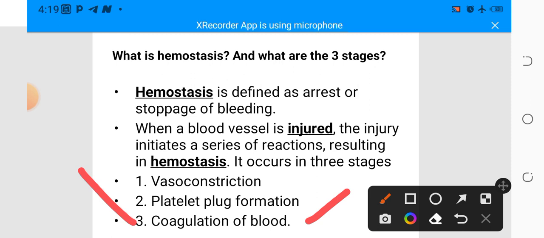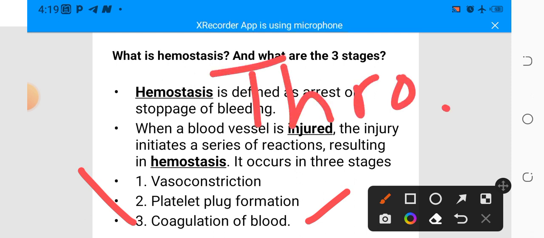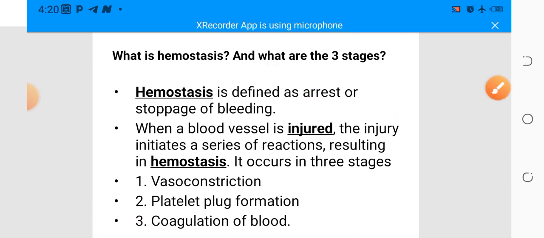They all will be discussed under coagulation of blood. So, what happens in coagulation of blood? The fibrinogen, which is a protein circulating in the bloodstream, is converted into fibrin. By what? By an enzyme called thrombin.